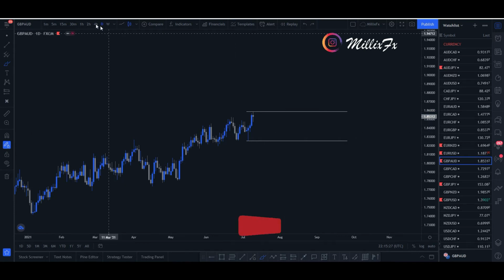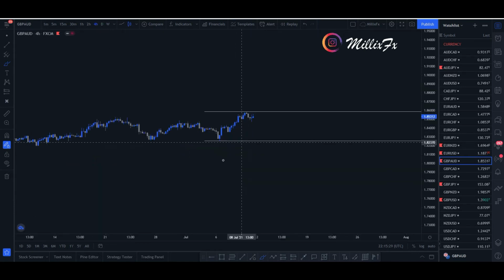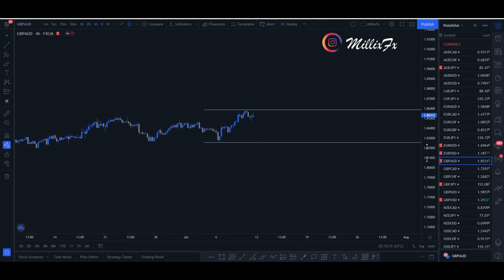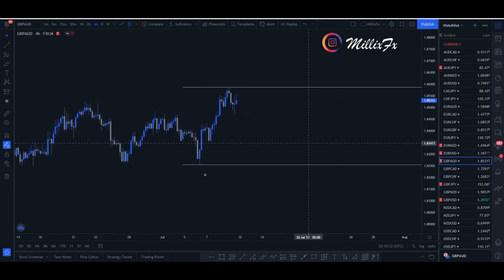So let's go to the 4 hour. On the 4 hour time frame, this is also the same thing. This would be my 4 hour low, then 4 hour high right there. I can also take this one as my 4 hour low, then 4 hour high, but I prefer to take this particular one.